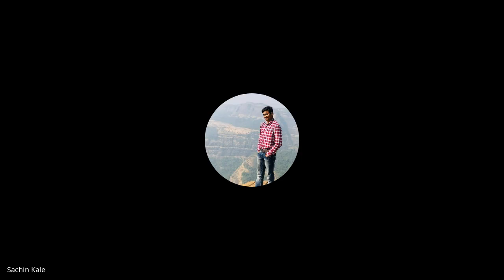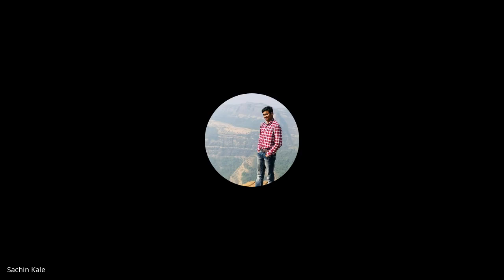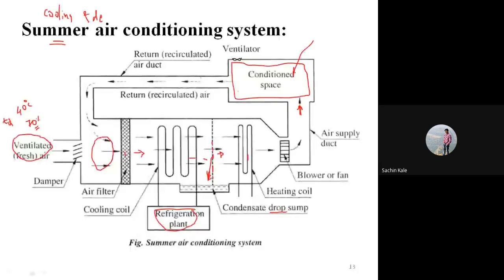Outside air has a temperature of 40 degrees centigrade, and suppose the relative humidity is 70%. Suppose inside the conditioned space we are required to maintain a dry bulb temperature of 25 degrees centigrade, and a relative humidity of 50%.